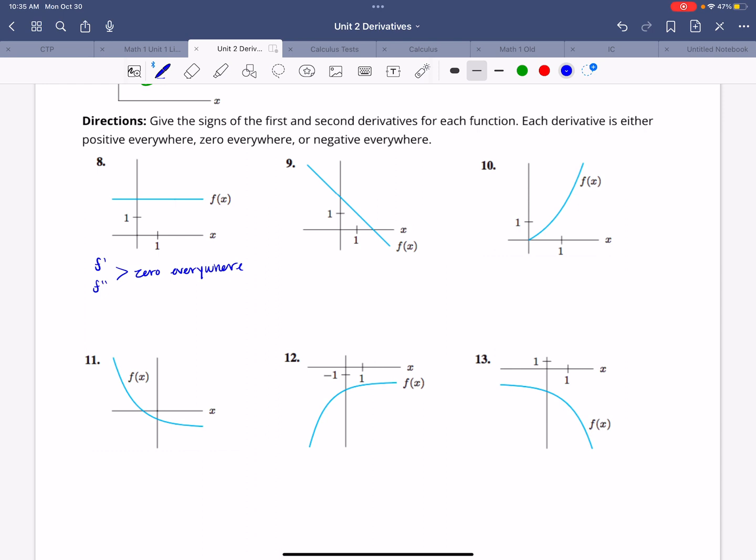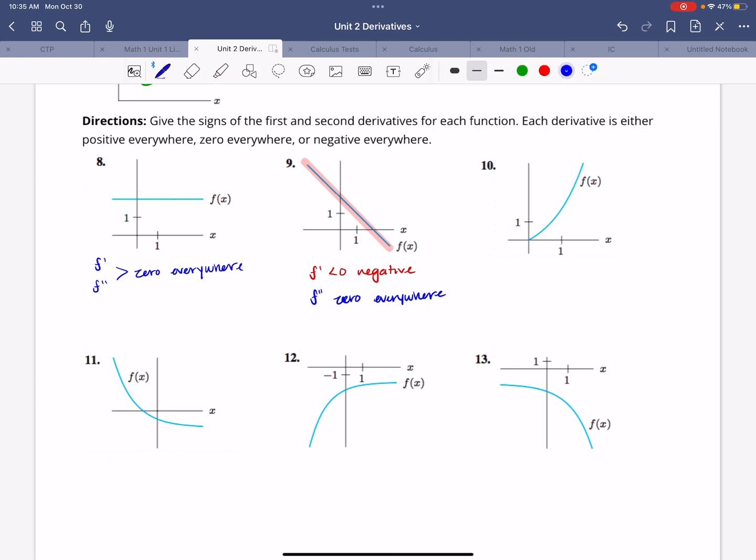But for number 9, there is a change. My function is decreasing, which means that my first derivative is going to be less than 0. It's going to be negative. But the derivative, because it's linear here, is going to be constant. So if we're talking about the second derivative, that's going to be 0 everywhere because that constant has no change. So 0 everywhere.